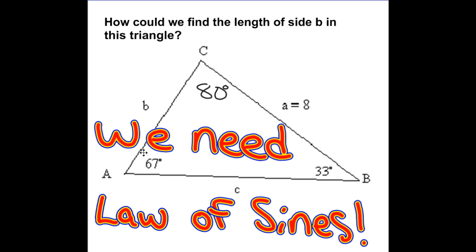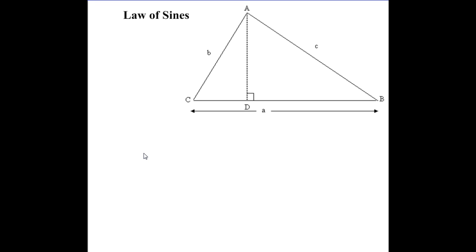We need the law of sines. So we're going to learn the law of sines here. We're going to derive it, and we're going to do two quick examples. The law of sines applies to any triangle, and it's useful for finding unknown sides and unknown angles. It doesn't have to be a right triangle. So let's derive it together.